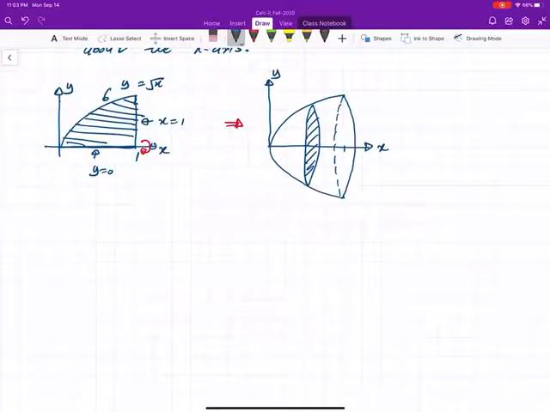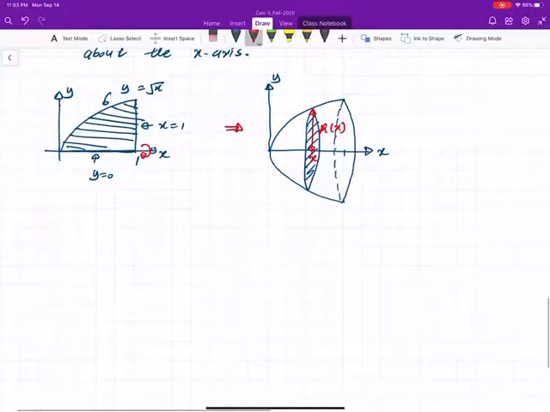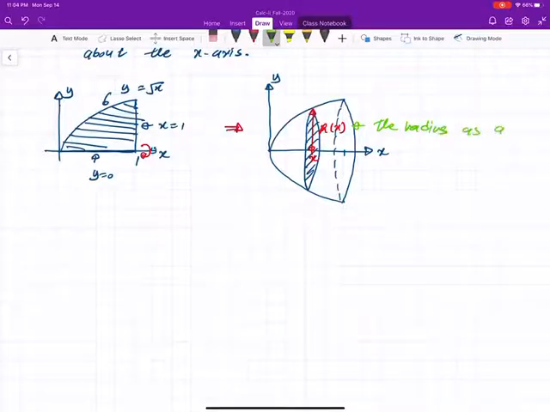Alright, now we need the radius, which is right here. Let's say that is x, and then this is the radius, r of x. Now you have to find the radius as a function of x. This means the radius as a function of x.